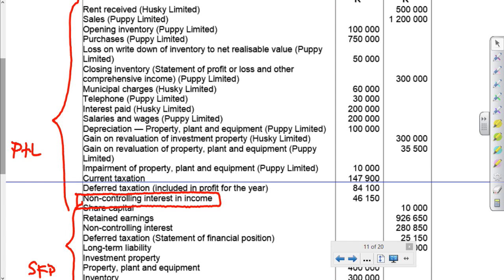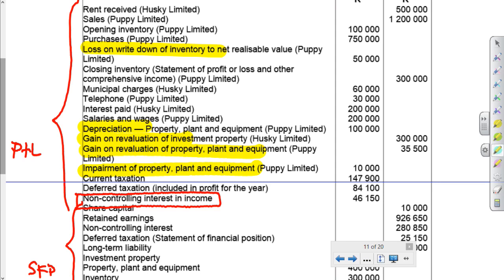As you go through it, you can see a lot of it looks like ordinary stuff. The stuff that doesn't look ordinary: there's a loss on write-down of inventories. Rent, sales, opening inventory, purchases, all sounds ordinary. Closing inventory sounds ordinary. Municipal charges, telephone, interest paid, salaries and wages, all sounds ordinary, isn't it? Depreciation, I need you to consider. Gain on reval of PPE, impairment of PPE, loss on write-down of inventory.